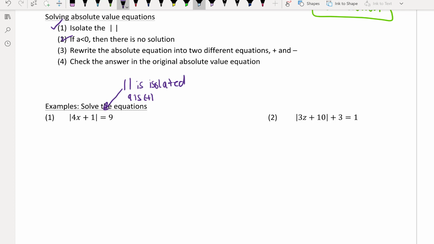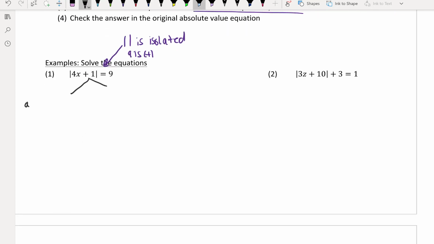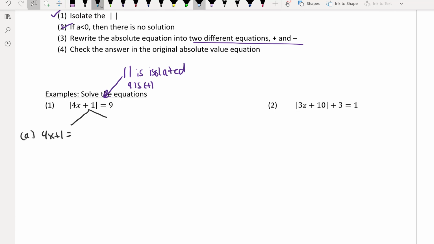So step number 3 says, hey, rewrite the absolute value in 2 different equations, a positive and a negative. So now what it's asking me to do is to split this. So I'm going to have 2 different parts. So for my part A, I'm going to have that 4x plus 1 is equal to, and here it says for the positive, so positive 9.